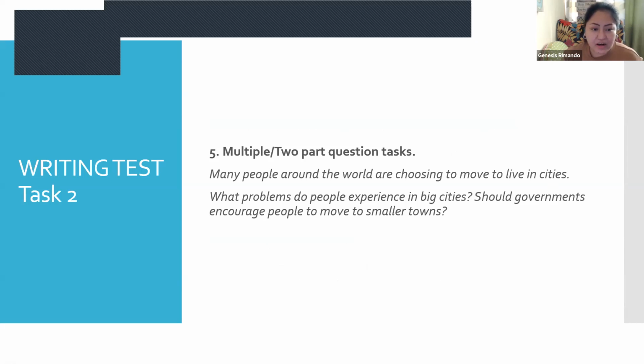Lastly, this is the 5th type of essay question. It's a multiple or 2-part question task. This is the sample question. Many people around the world are choosing to move to live in cities. What problems do people experience in big cities? Should governments encourage people to move to smaller towns? Okay, let's proceed. Let's see how to answer these types of questions.